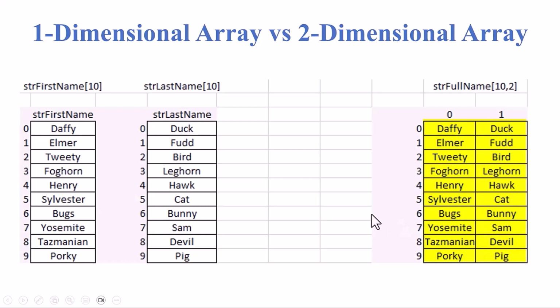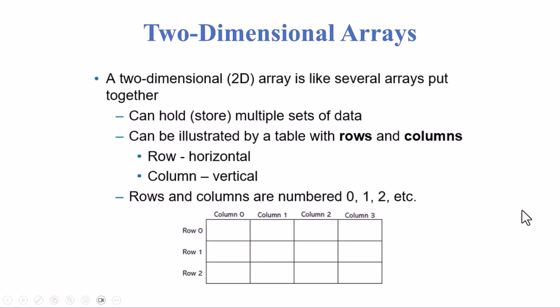So let's dig in a little bit deeper and see what this kind of looks like. A two-dimensional array is like several arrays put together. It can hold and store multiple sets of data. It can be illustrated by a table with rows and columns. Rows are horizontal, columns vertical. Rows and columns are numbered 0, 1, 2, 3, and so on. You can see it right here, rows 0, 1, 2, and columns 0, 1, 2, 3, 4.